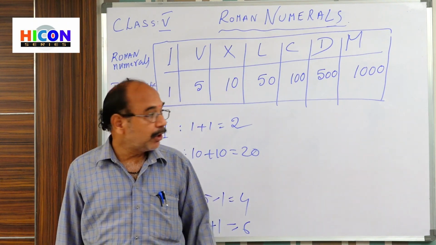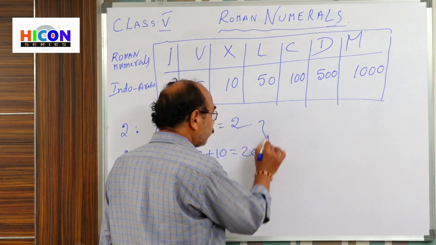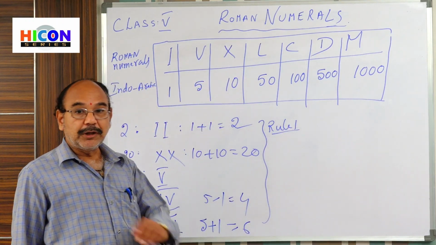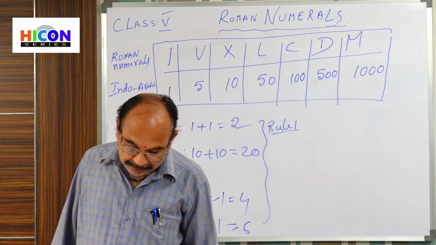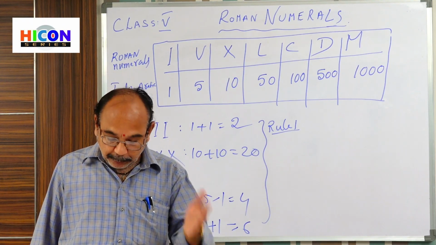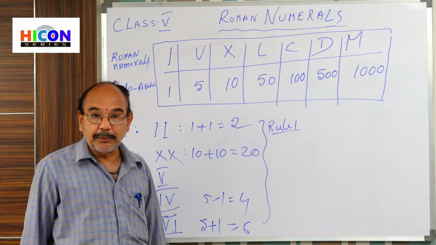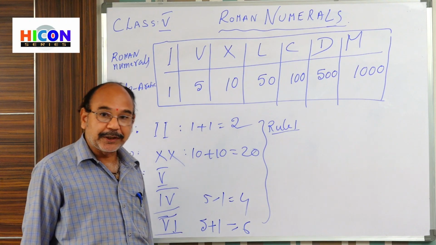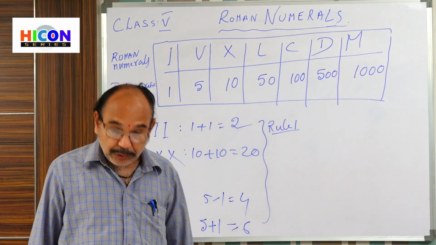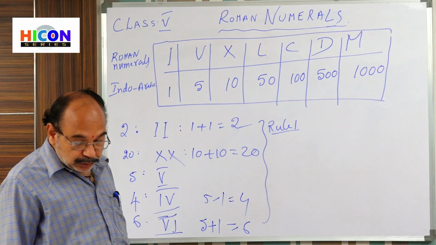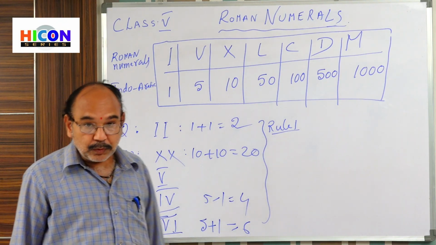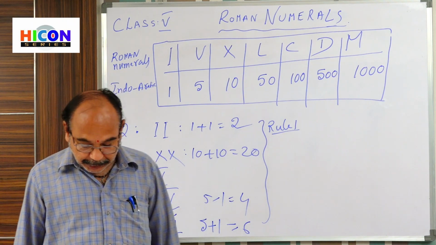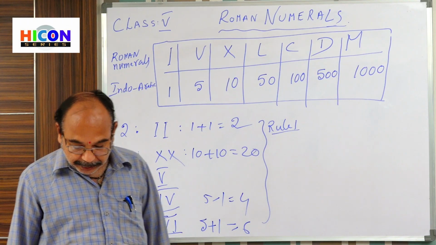So what is rule 1? Rule 1 is mentioned in your book. The 7 basic symbols can be used in different combinations involving addition or subtraction. That is rule 1 to form the numbers. Now come to rule 2. What is rule 2? Symbols I, X, C, M can be repeated 3 times at any one given time.